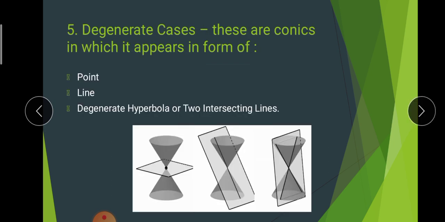Last is the degenerate cases. Degenerate cases. These are the conics in which it appears in form of point, line, degenerate hyperbola, or two intersecting lines. Kung i-observe nyo, hindi sila bounded or unbounded curve. Sila ay point or straight line. Hindi sila curve tulad ng mga naunang example.